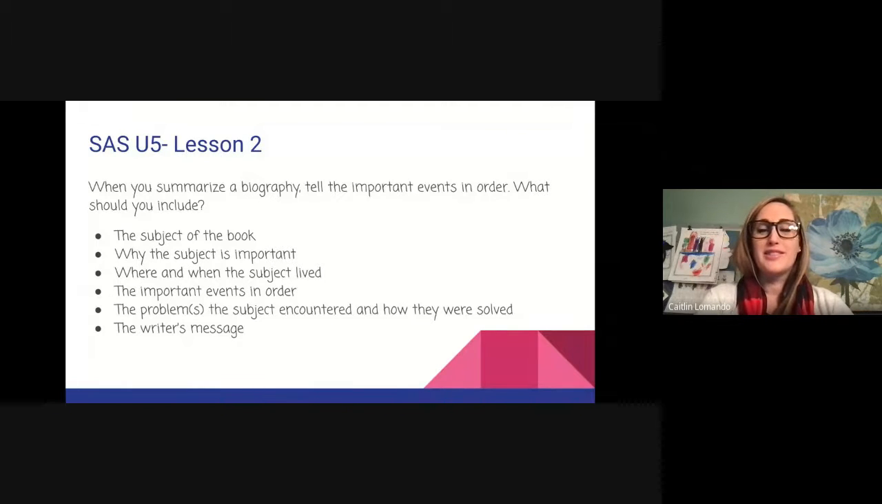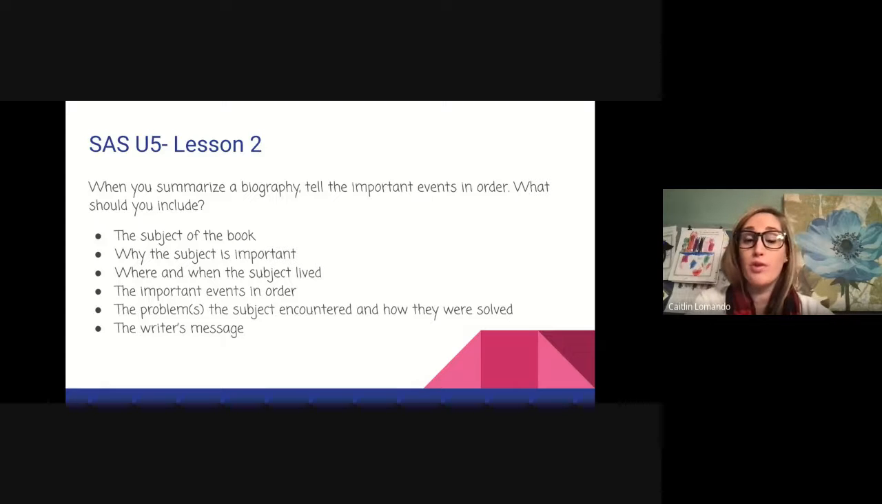Where and when the subject lived. So we mentioned about him going to school in Paris. The important events in order. Notice I started my summary with his accident as a child, brought us through him going to school in Paris, and ended with him creating a system that blind people still use today to read and write.